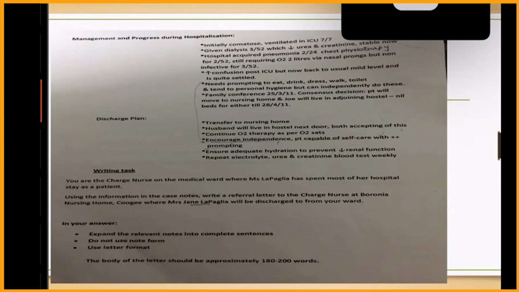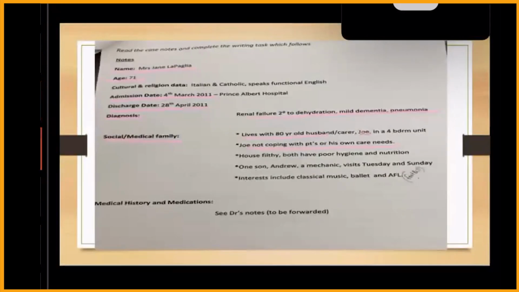Full self-care. We are also going to mention this because initially I've said that he needs prompting for personal hygiene. So self-care also we are going to mention. Then ensure adequate hydration, which is very important. We should mention that. And even about the blood test, which has to be taken weekly. So that encourage independence also should be there. Okay. So this is what I thought was important.